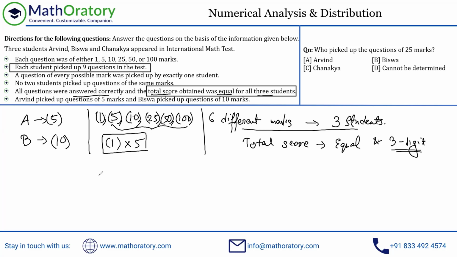One thing is, of course, I know this information that Arvind has picked up 5-mark questions and Biswa has picked up 10-mark questions. Also that whoever picks up the 1-mark questions picks up 5 questions of that type, right? So if you remember the number of different marks, the two cases that I talked about: one was a 2-to-2 type of distribution and another is the 1-to-3 type of distribution, right?